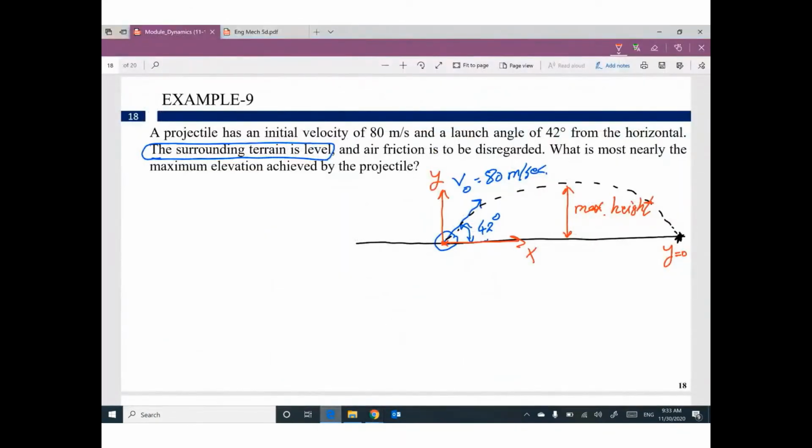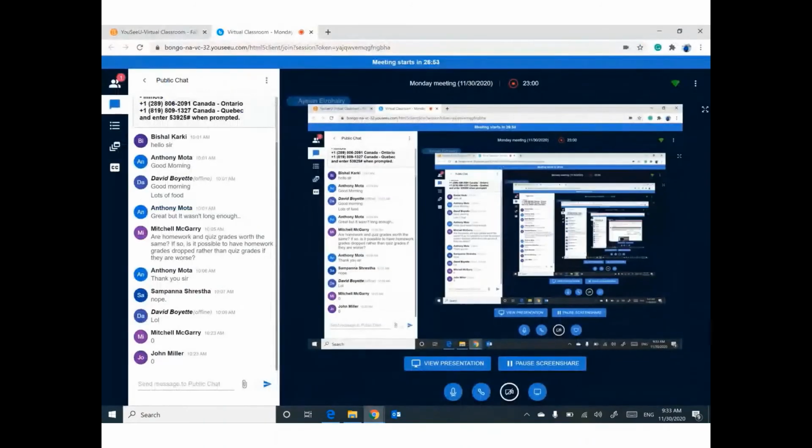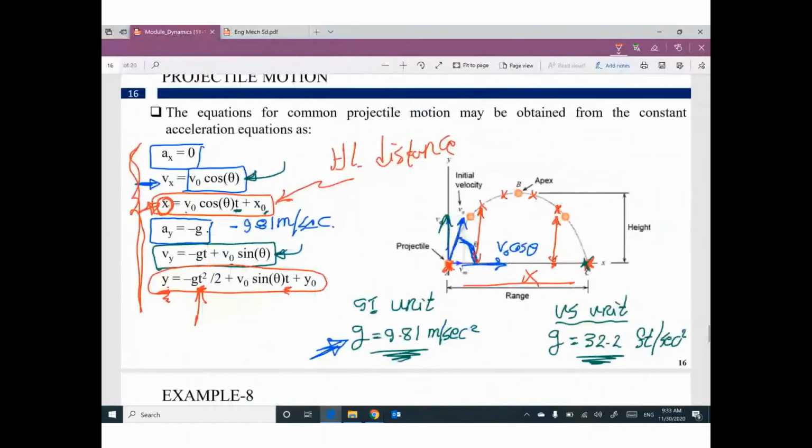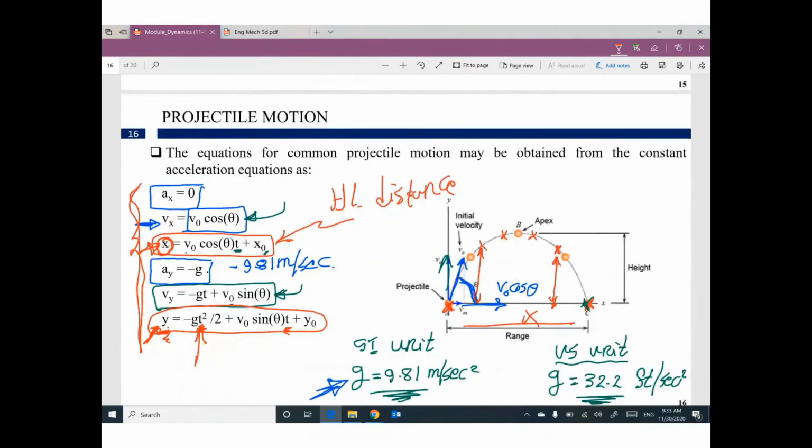We are looking for the maximum height. So I believe the first step is to figure out the time, because if you are looking for maximum height, I'm looking for y at this location or at this time. Remember, we can use the equation for y, but we need to figure out the time at this location. To figure out the time, what should I do?